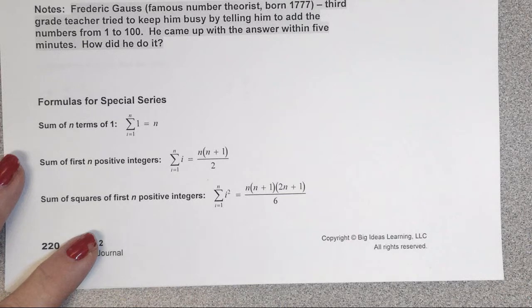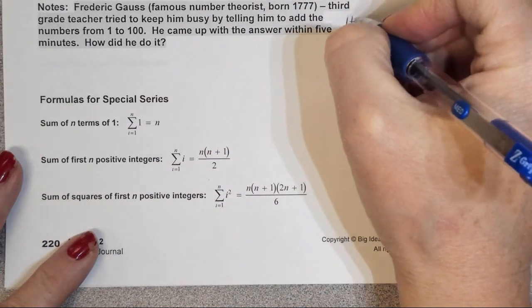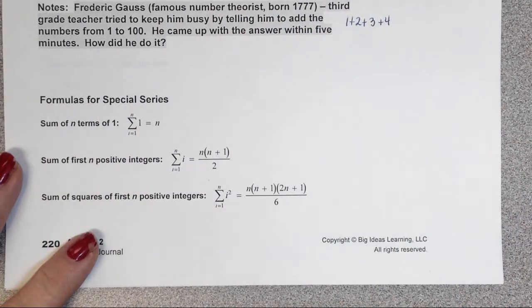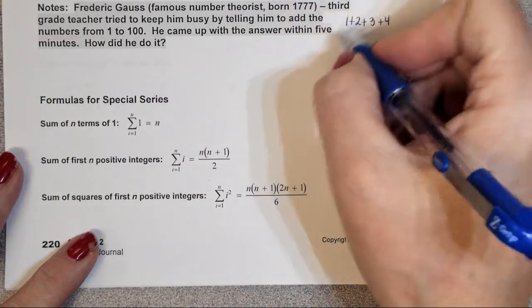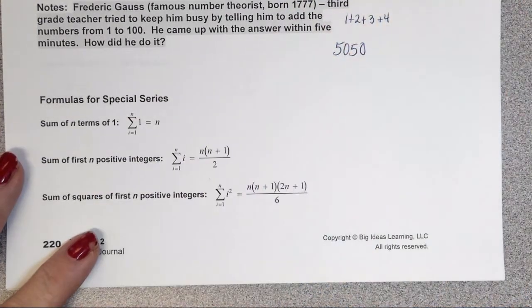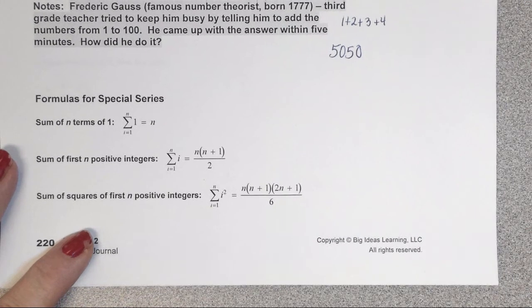This is before calculators, no calculators. So she thought he would sit there and go 1 plus 2 is 3, plus 3 is 6, plus 4 is 10. She thought, okay, that's going to take him all day. It'll keep him busy. He came back within a few minutes, 5 minutes, this is the way the story goes, and he's like, the answer is 5,050. And she's like, I don't know, maybe. And he was correct. So the question is, how did he figure that out?